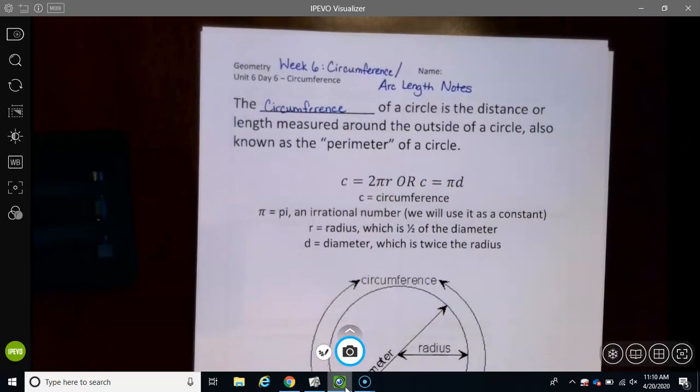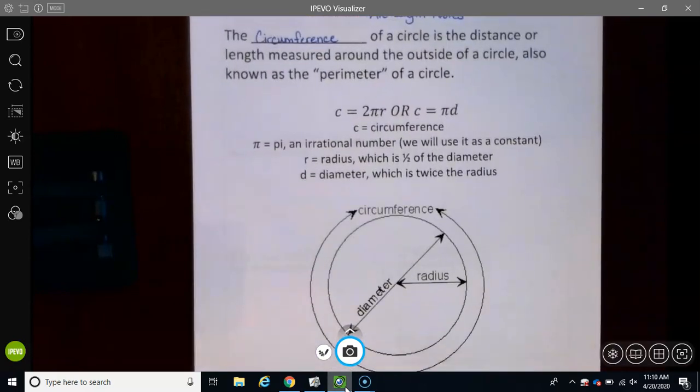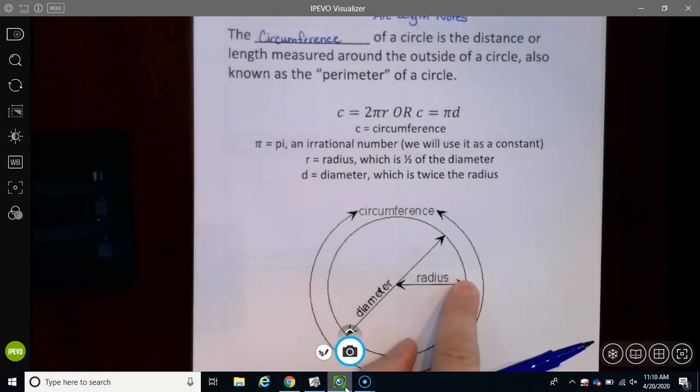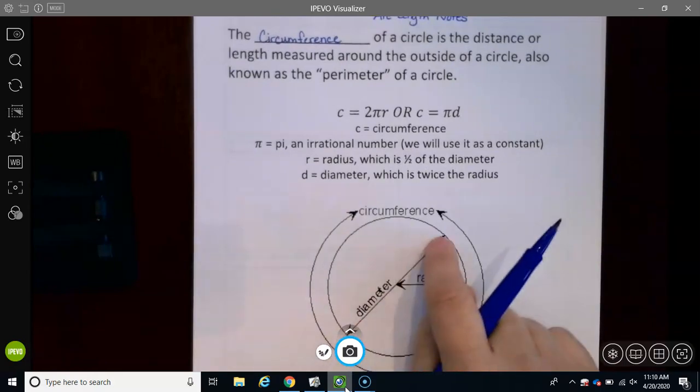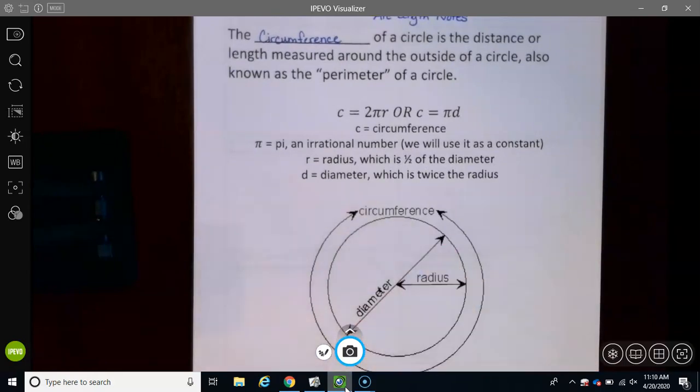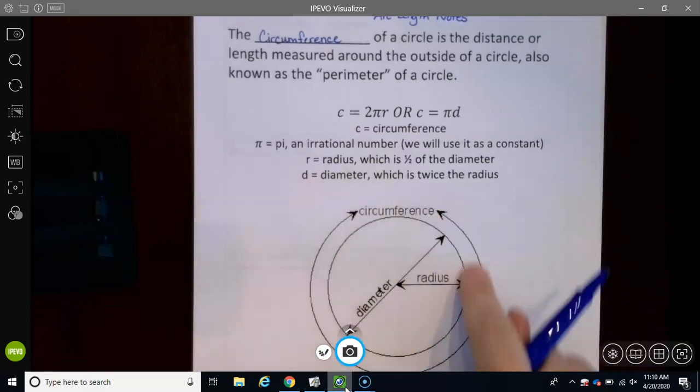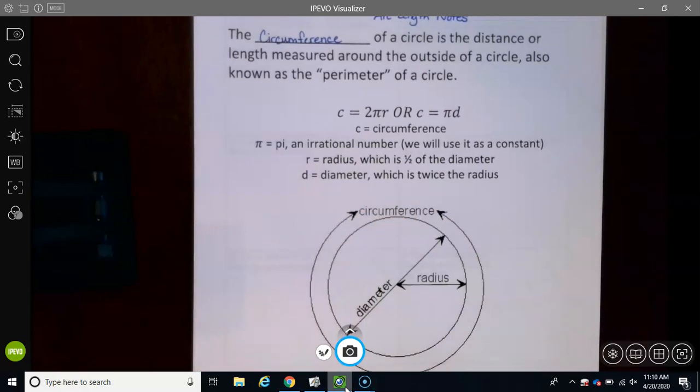All right, so remember, radius is half the diameter. It goes from the center of the circle to the outside, and the diameter goes all the way across the circle through the center. So just remembering what all those words mean. And again, circumference is the distance all the way around the circle.